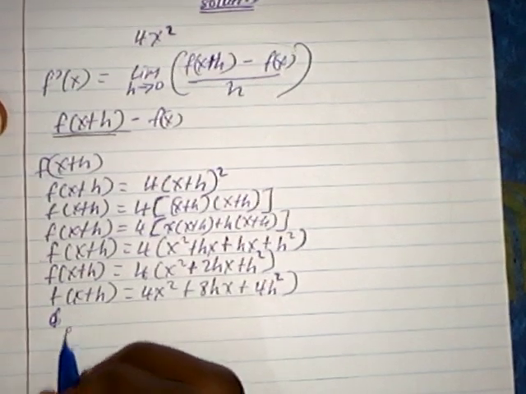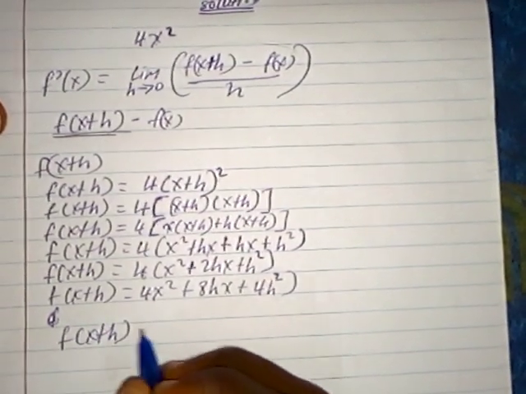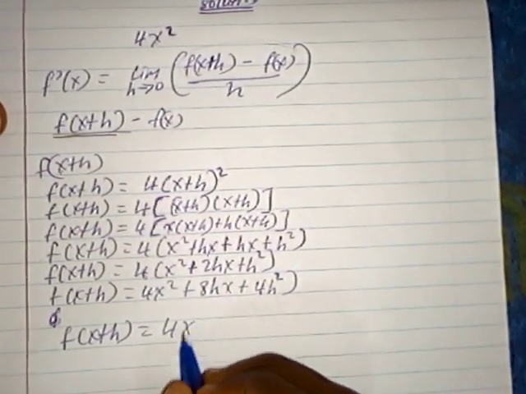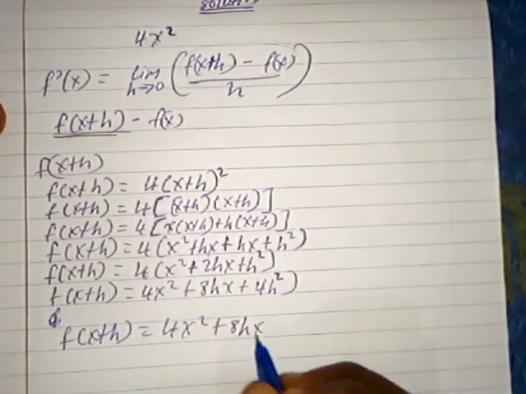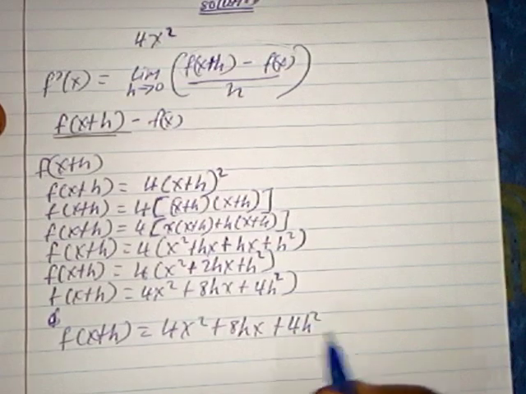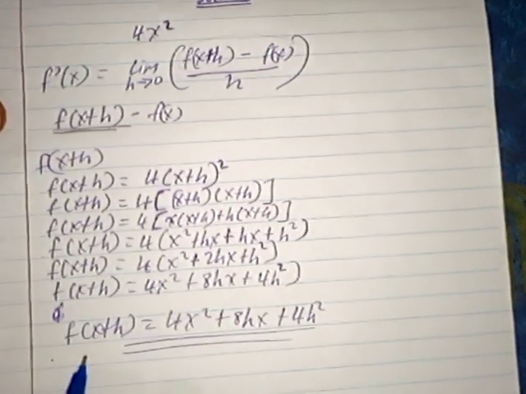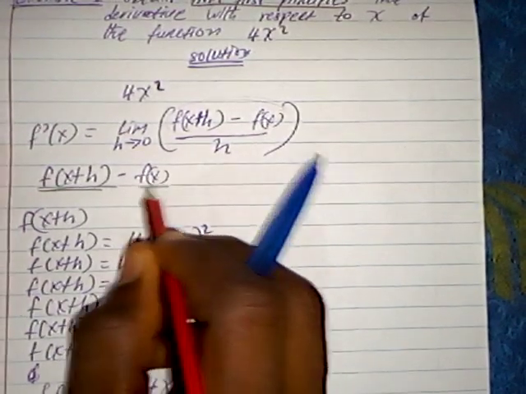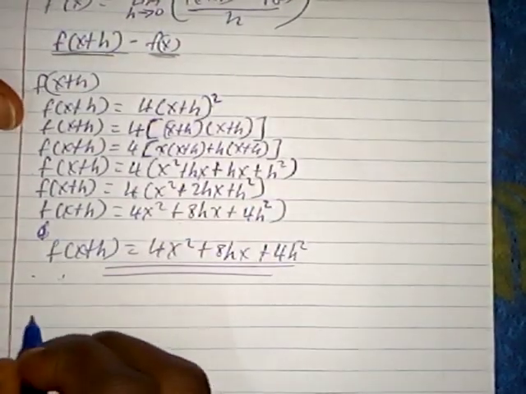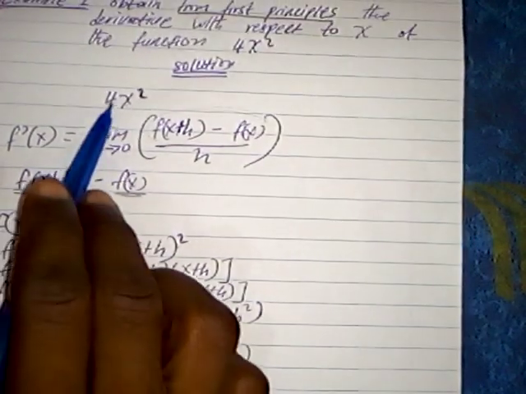So now we say f of x plus h is equals to what? 4x squared plus 8hx plus 4h squared. That's the value of f of x plus h. Now we come again for the second, which is what? F of x. We solve for this. So say f of x. Now we'll bring the function. What is the function? The function is 4x squared.